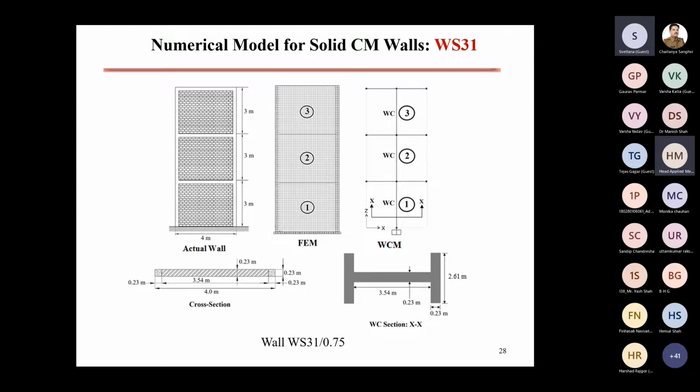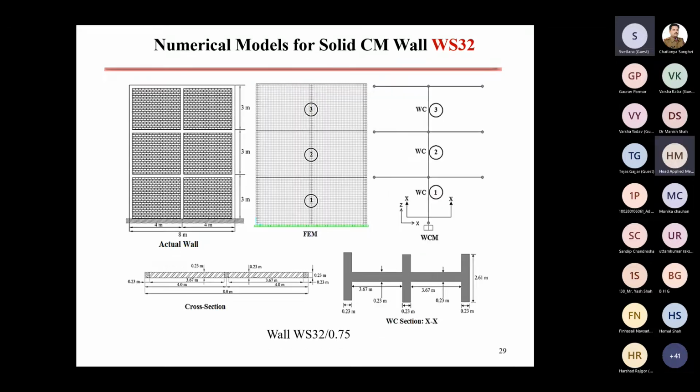What she was doing as a parametric study is also the aspect ratio. For example, the height to length ratio at one floor level. So 3 to 4, 3 meters high, 4 meters length. So 3 to 4 is 0.75. She was also studying the effect of this aspect ratio. If we have a longer wall, what happens? If you have a shorter wall, what happens? That effect.